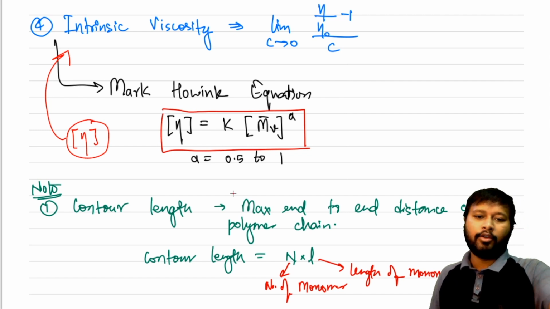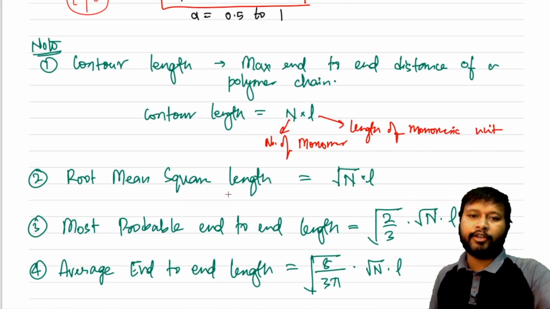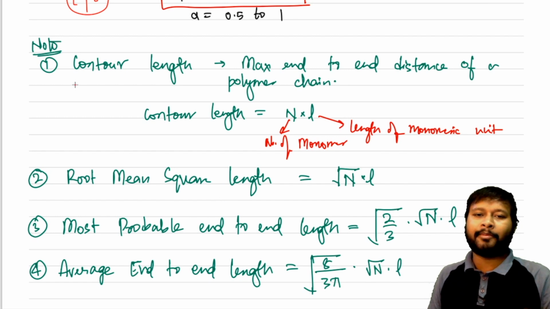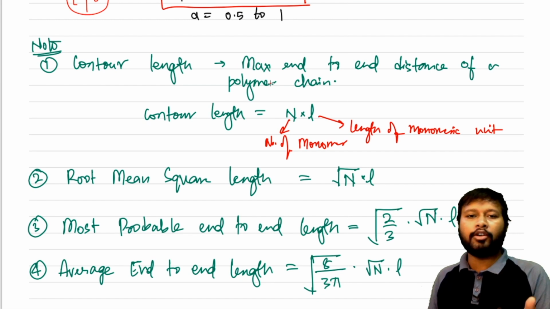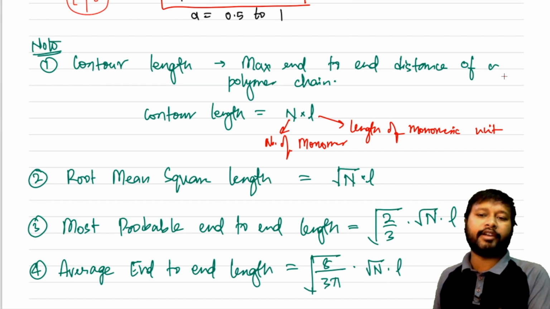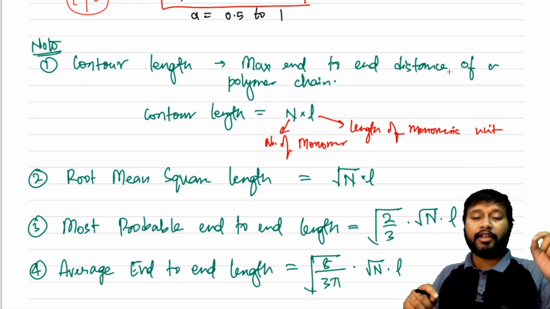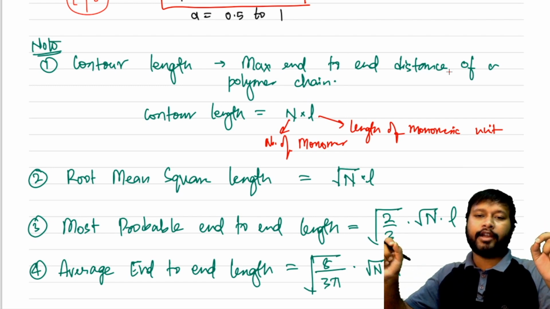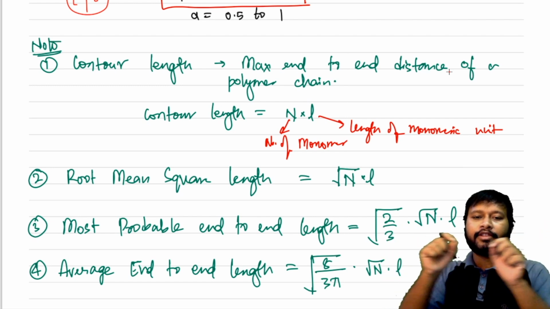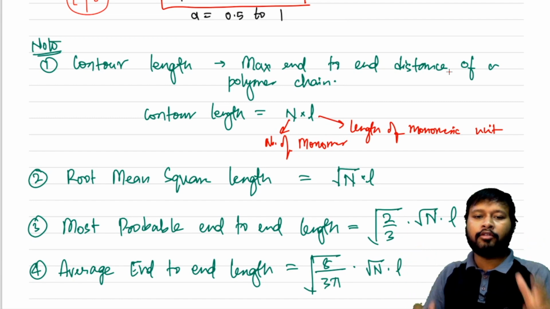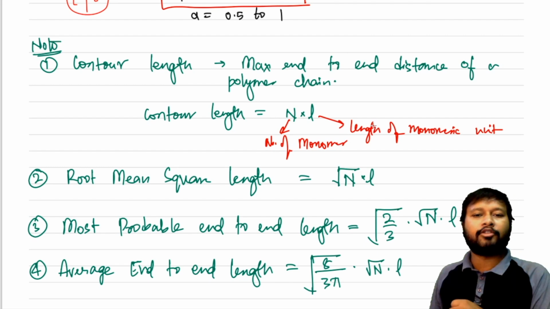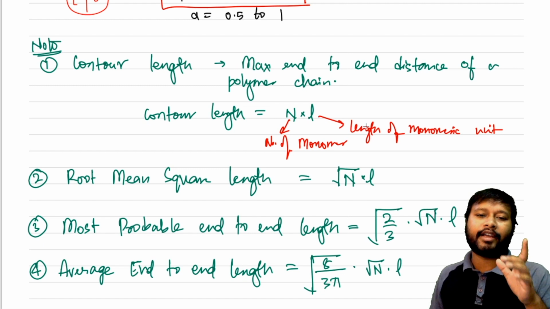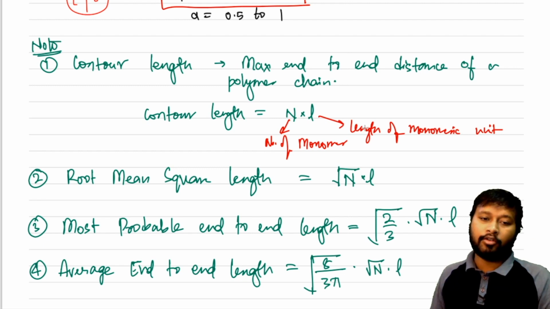All right. Now there are certain general formulas which you need to remember. Just make a note of them. First is the contour length. Contour length is nothing but the maximum end-to-end distance of a polymeric chain. From one end of the polymeric chain to the other end, what is the length? That's what the contour length tells you, and its formula is n into L, or nL. Here n is the number of monomeric units and L is the length of a monomeric unit. CSIR NET has asked questions on the contour length very frequently.